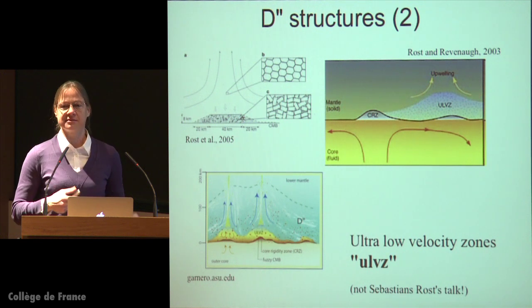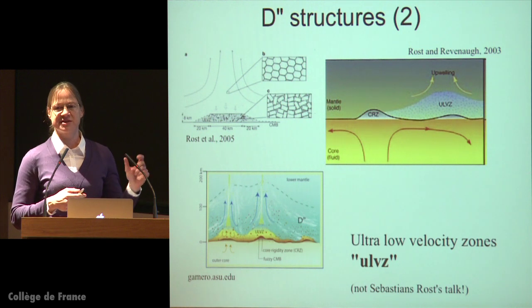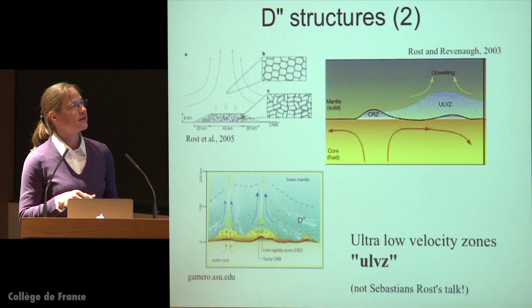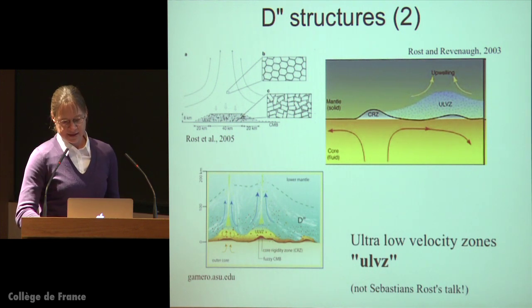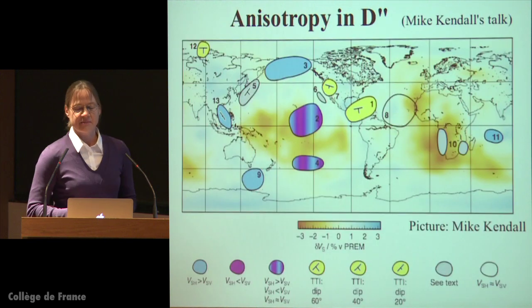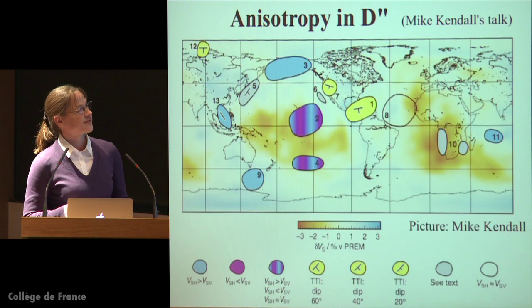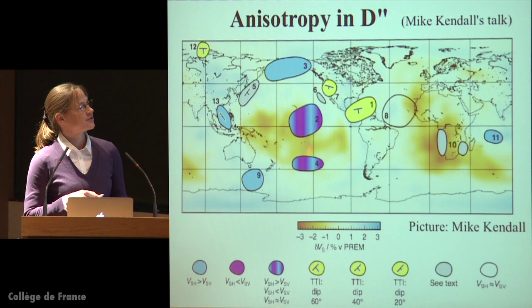These are small scale structures at the core mantle boundary, about 40 kilometers or so high, a few tens of kilometers or hundreds of kilometers wide, with a reduced velocity and increased density. Mike already talked yesterday about anisotropy in the lower mantle. There's lots of observations of anisotropy in different regions, mostly here in the Circum-Pacific, but also some observations that are, I think, a bit more difficult to explain here in the Central Pacific.